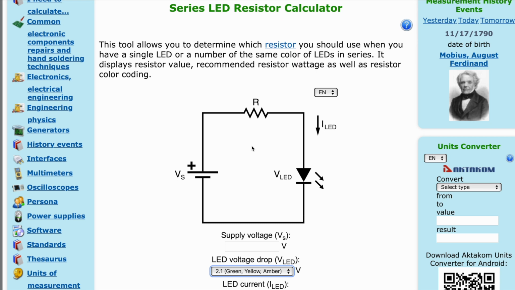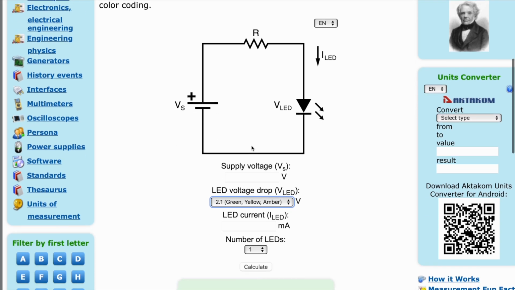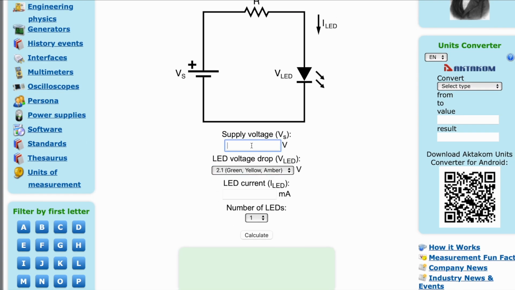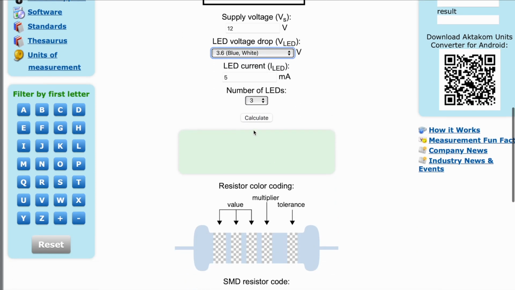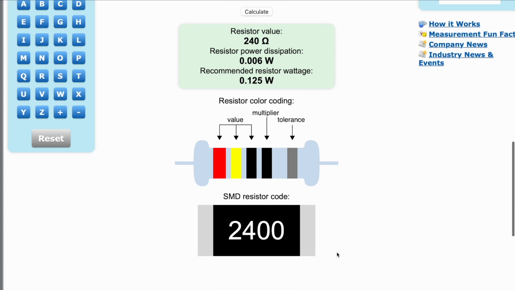takes this into account. Let's choose a voltage of 12 volts and we need a current in the circuit of 5 milliamps, and we have 3 blue LEDs. Click on Calculate and you're done! Below is the resistor value and its appearance in color code and SMD code. Fast and convenient!